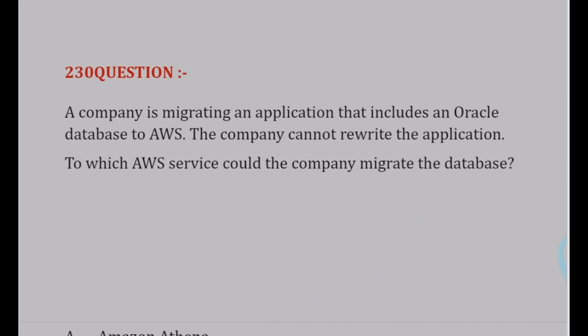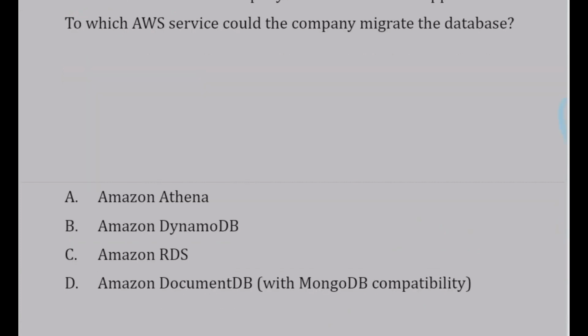Question is, a company is migrating an application that includes an Oracle database to AWS. The company cannot rewrite the application. To which AWS service could the company migrate the database? Option A, Amazon Athena. Option B, Amazon DynamoDB. Option C, Amazon RDS. Option D, Amazon DocumentDB with MongoDB compatibility. Correct answer is option C.